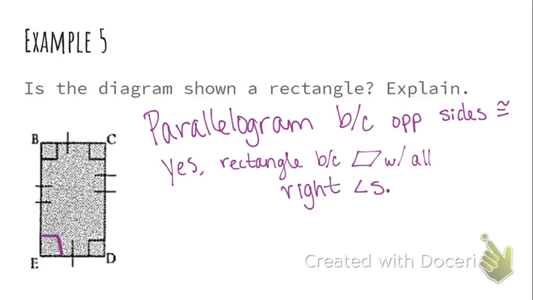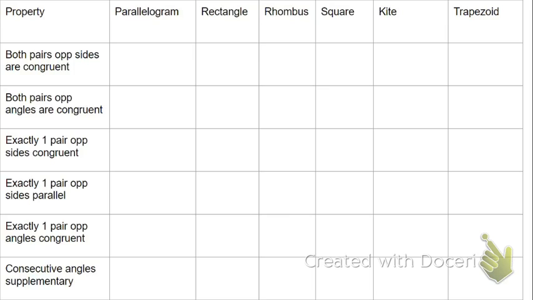All right. Next up, less of an example, more of an organization of some properties. So for each property that's listed, which is not all of our properties, but for each one listed, we're going to mark if it's true for a parallelogram, rectangle, rhombus, square, kite, or trapezoid. Your homework assignment in a Google form tomorrow is going to be similar to this, where you have to identify which property fits with which quadrilateral.